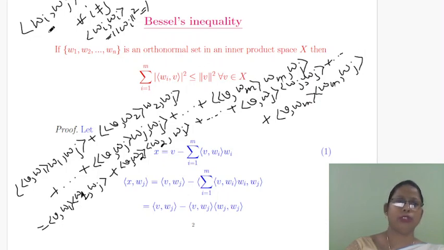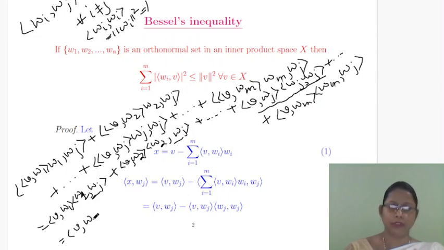By using the fact that inner product of Wi, Wj is equal to 0 for i not equal to j, and inner product of Wi, Wi is equal to norm of Wi squared, which is equal to 1, we will get this. All these inner products are 0 except this term. Except this, all these terms are 0. So we will be left with the inner product of v, Wj.